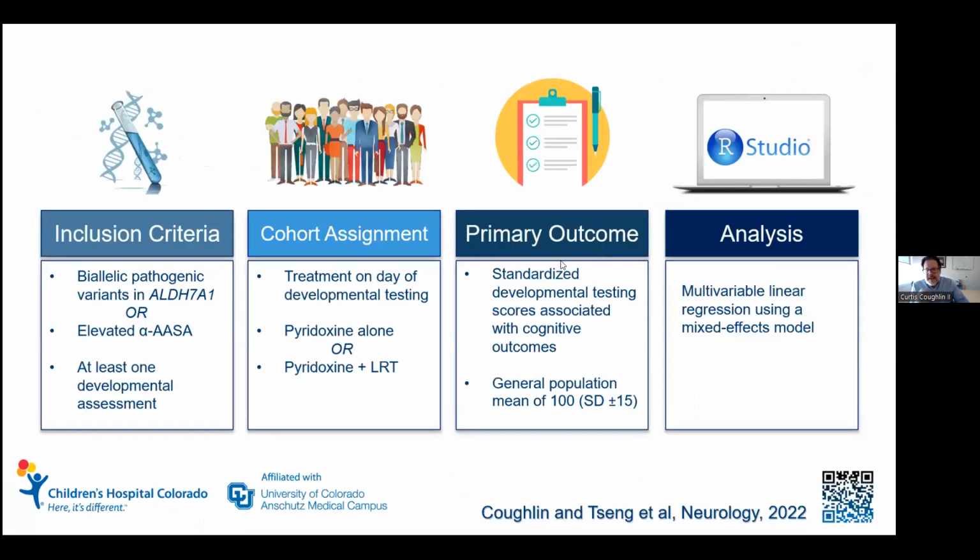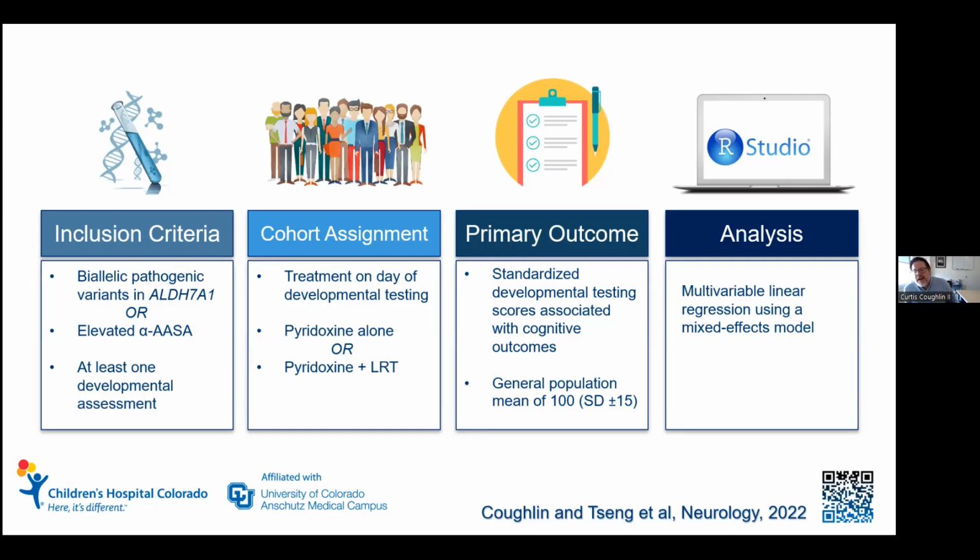This was an ambispective cohort. Patients were placed in a cohort based on treatment at the time of developmental testing: either pyridoxine only, so they were only treated with B6, or they were treated with B6 and some lysine reduction therapy, either a lysine restricted diet, high dose arginine, or both. We were not powered to separate those different lysine reduction interventions, so they were just counted as one treatment.